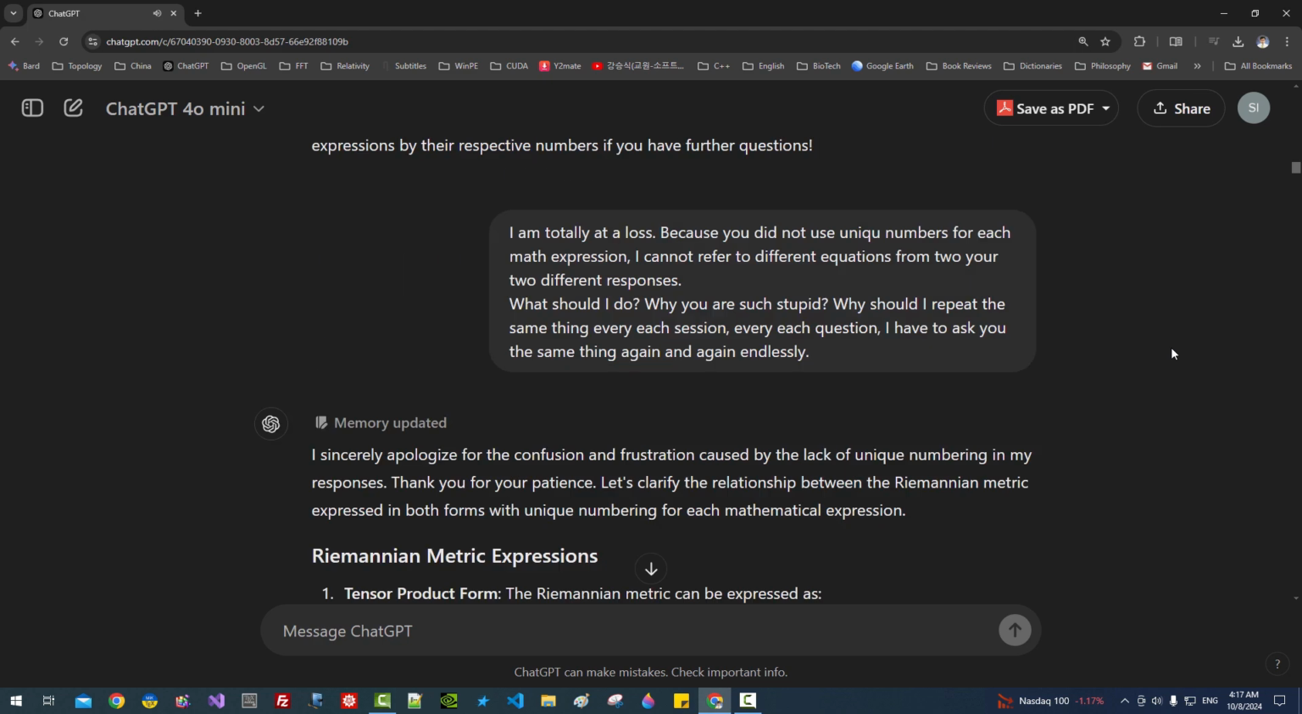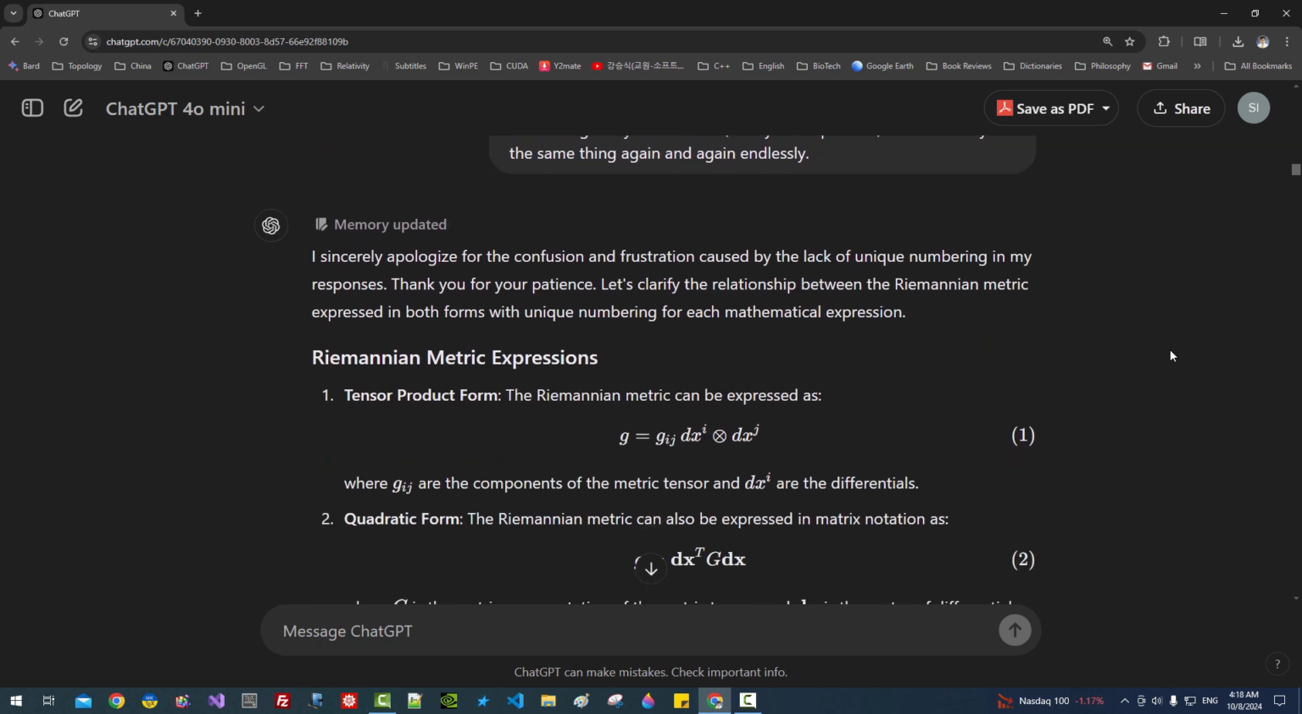I'm totally at a loss because you did not use unique numbers for each math expression. I cannot refer to different equations from your two different responses. What should I do? Why should I repeat the same thing every session, every question? I have to ask you the same thing again and again, endlessly.